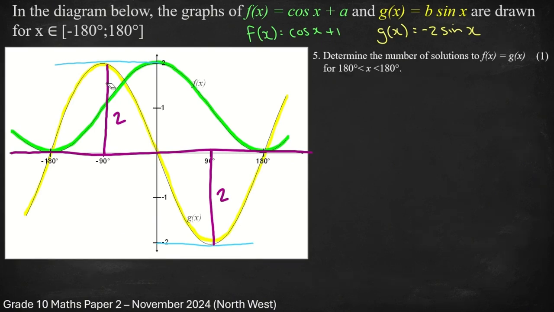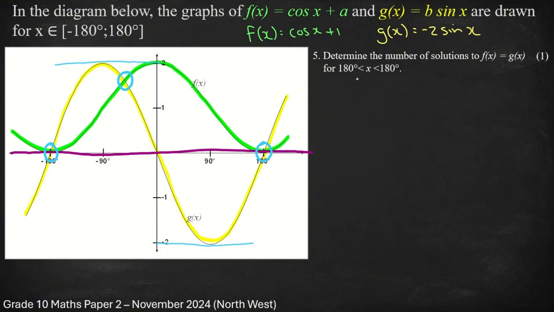Question 5, you have to determine the number of solutions where f of x is equal to g of x for this interval. So they want to know where the two graphs have the same y value. That means where they intersect. But now I want you to be very careful. These two graphs are from negative 180 degrees to 180 degrees, and both are included. So that means these two graphs are equal here, they are equal here, and they are equal here.